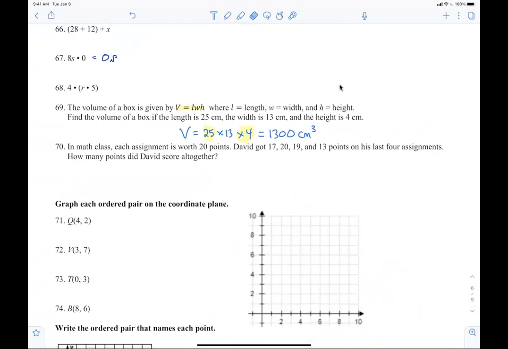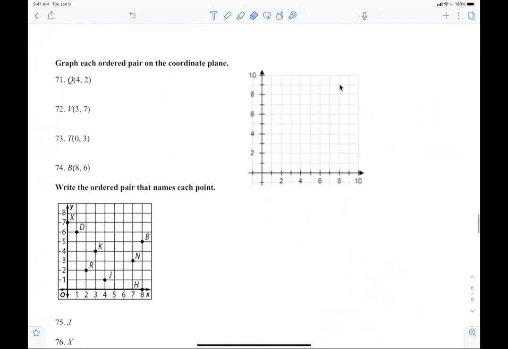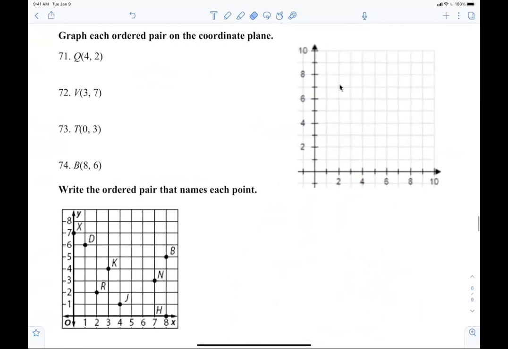Now let's go ahead and start with the graphs. All right, and we'll just do all of these because I think it's kind of easy. All right, and I think you guys are probably good with this. Graphing 4, 2. All right, so we're going to go now. Notice every number isn't there, right? So if you were to graph 4, 2, 1, 2, 3, 4, 1, 2. And that's the letter Q. Everybody okay with that?